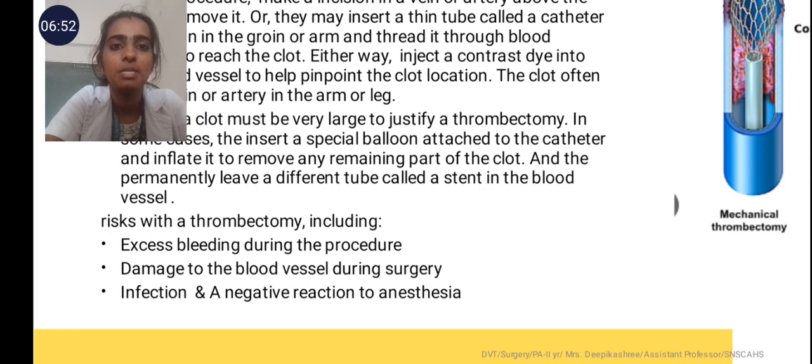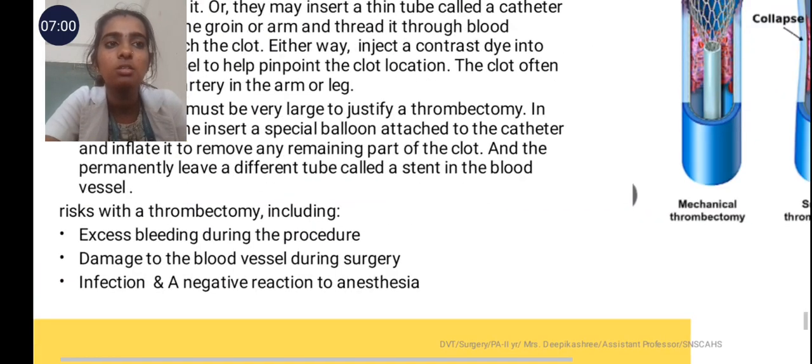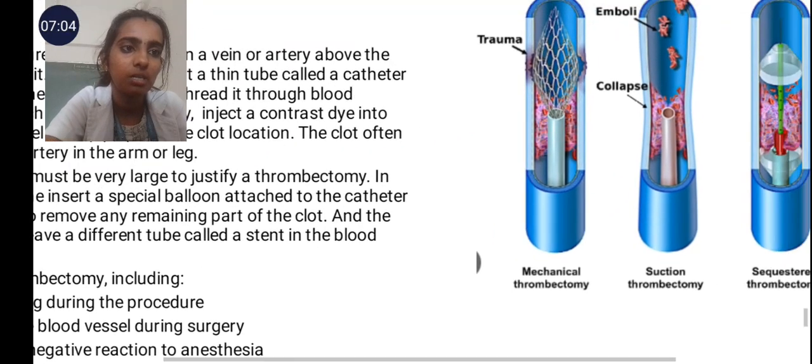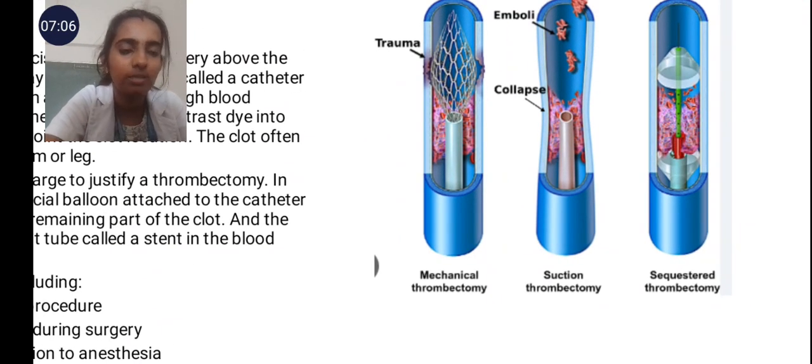Risks with thrombectomy include excessive bleeding during the procedure, damage to the blood vessels during surgery, infection, and a negative reaction to the anesthesia. So these are all the common procedures for DVT: mechanical thrombectomy, suction thrombectomy, or segmental thrombectomy.